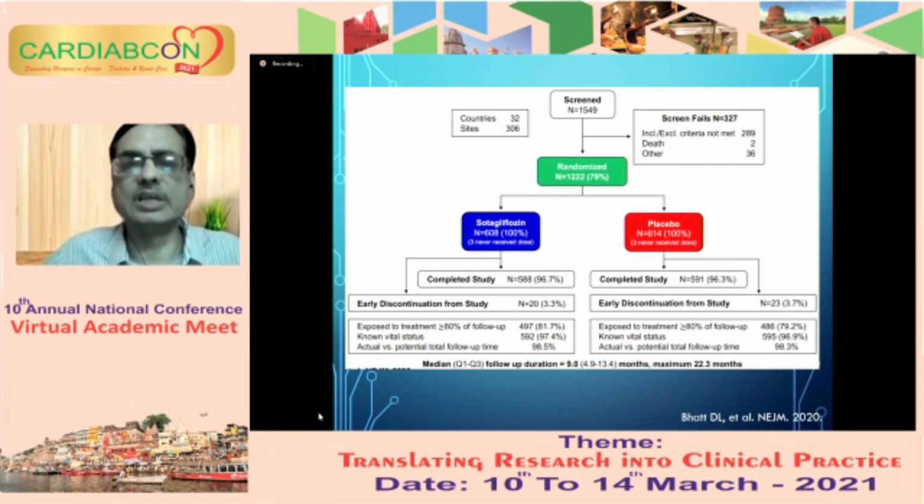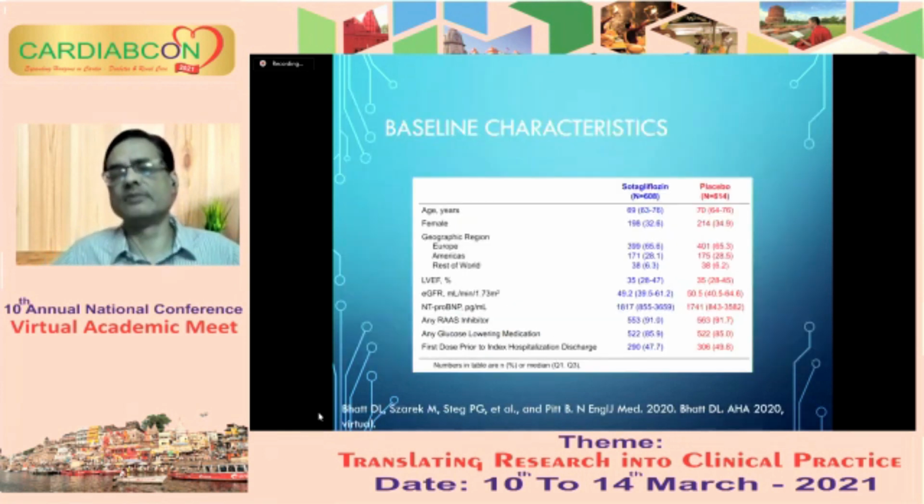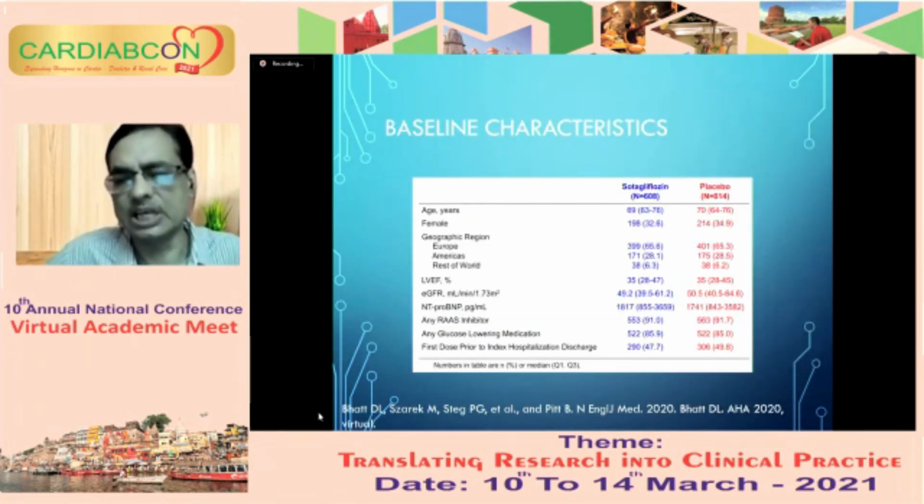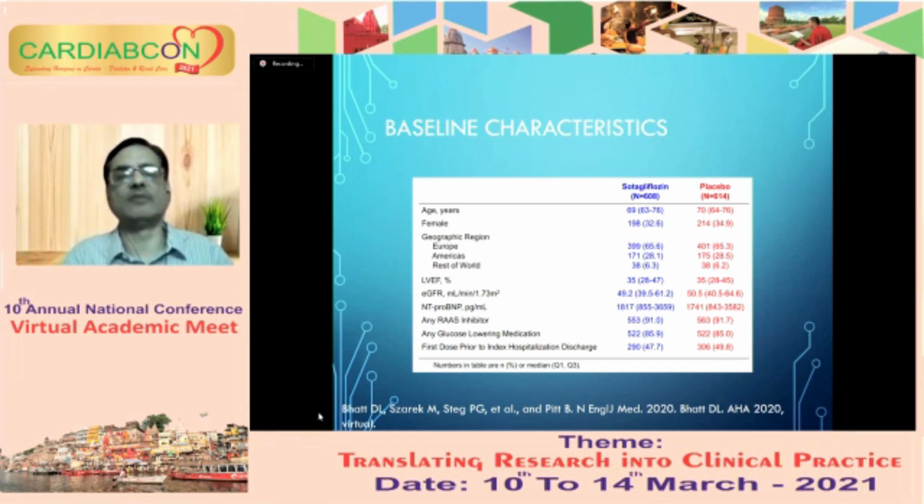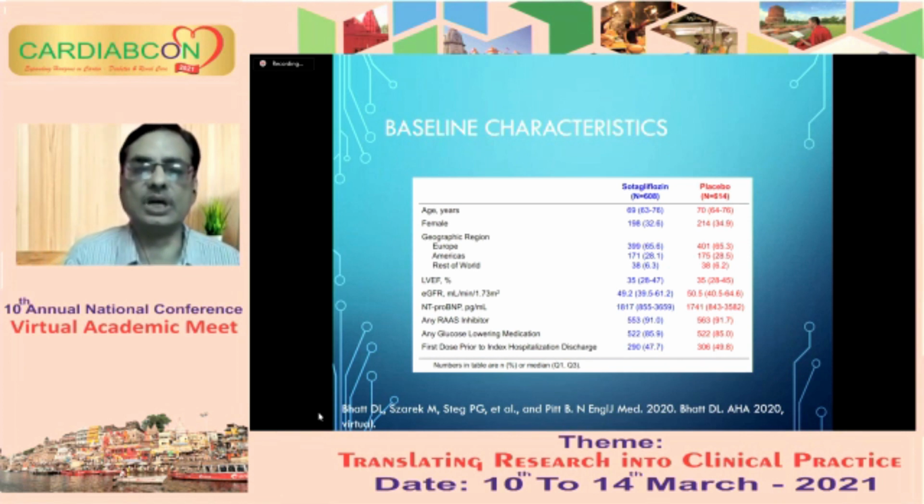If you see the baseline characteristics between the sotagliflozin and placebo groups, they matched equally, and particularly as far as NT-proBNP or eGFR is concerned, they almost matched. What was more important is that LVEF was around 35 in both the groups.